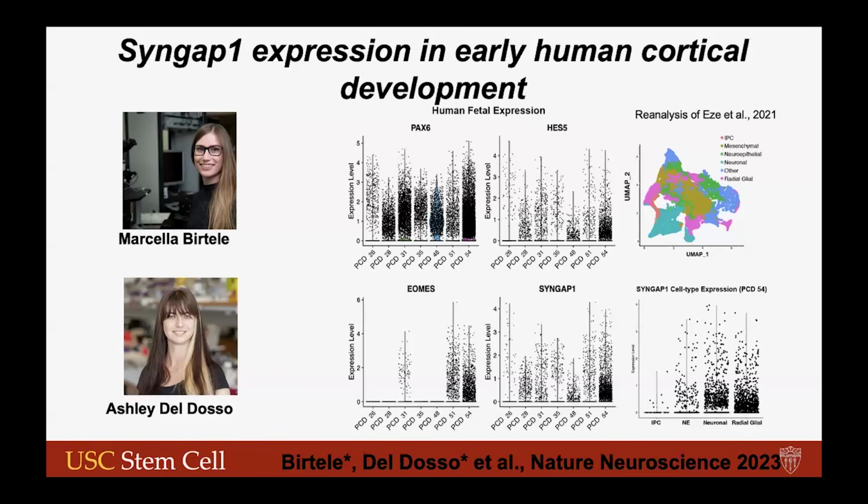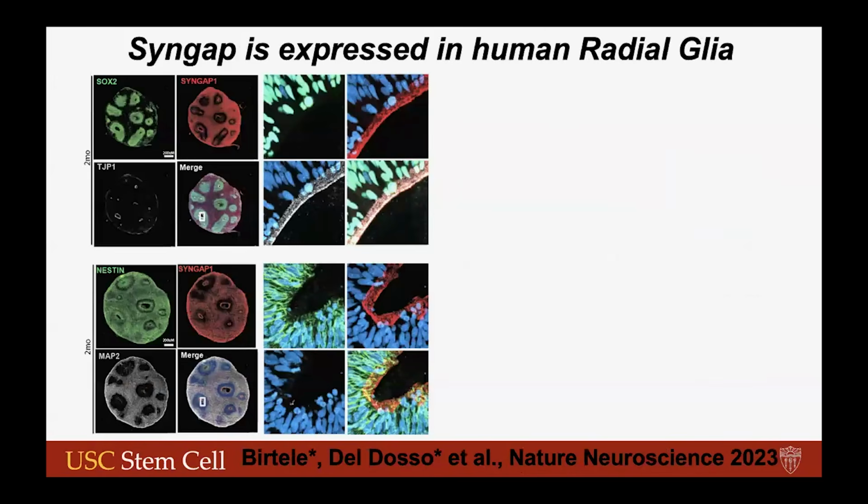This had never been described, and so they wanted to make sure that this observation was indeed correct, and so they decided to look at the expression of SYNGAP1 in cortical neurons. They really wanted to look at the expression of the protein, not only of the gene transcript. And so here you can see a section of a brain organoid.